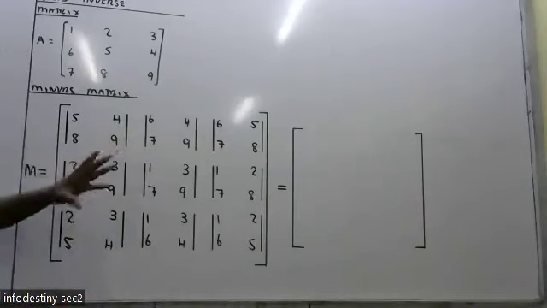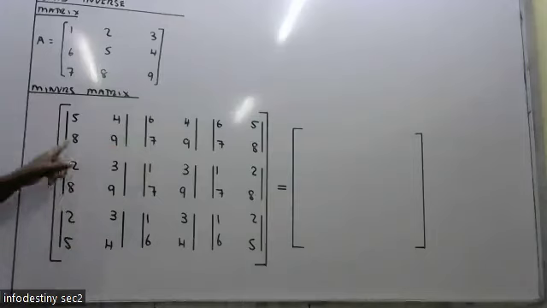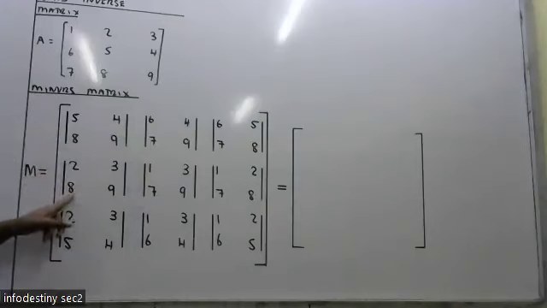Alafu hizi ziko huku ndani, they are alternating. Ukiwa kwa hii unaruka moja unaipata. Unaona hii ndio hii. Alafu hii ndio hii. That's one of the ways of checking whether you have done the right thing. Now chukua calculator.